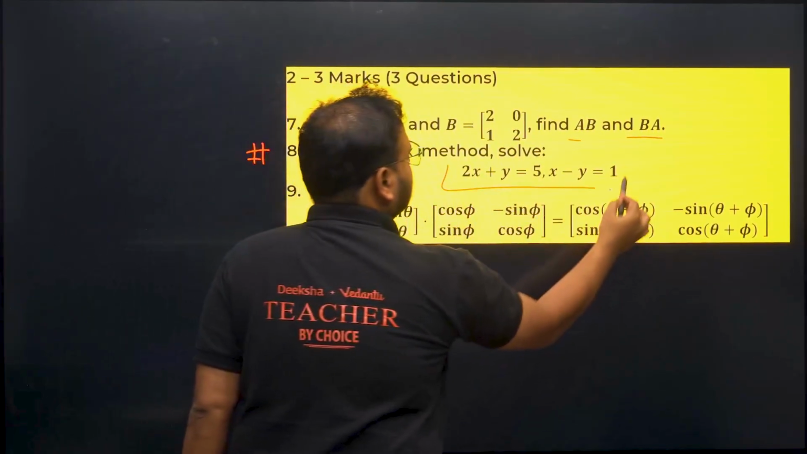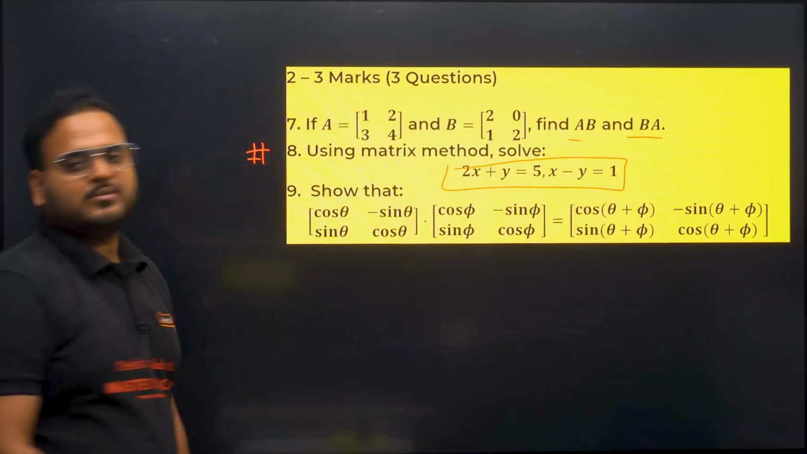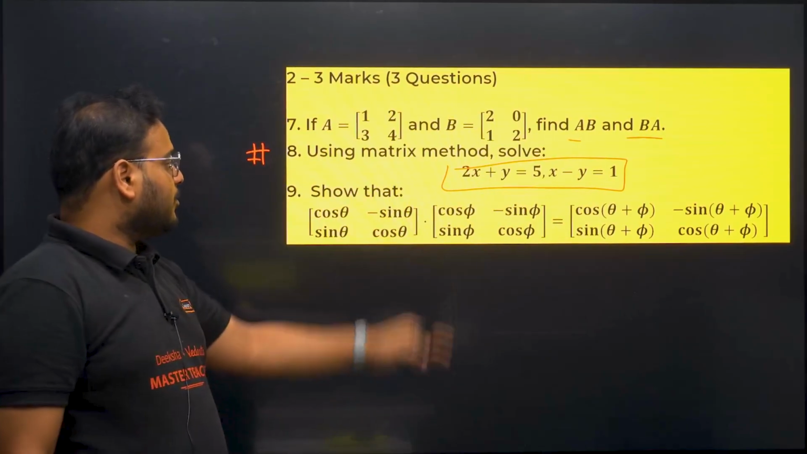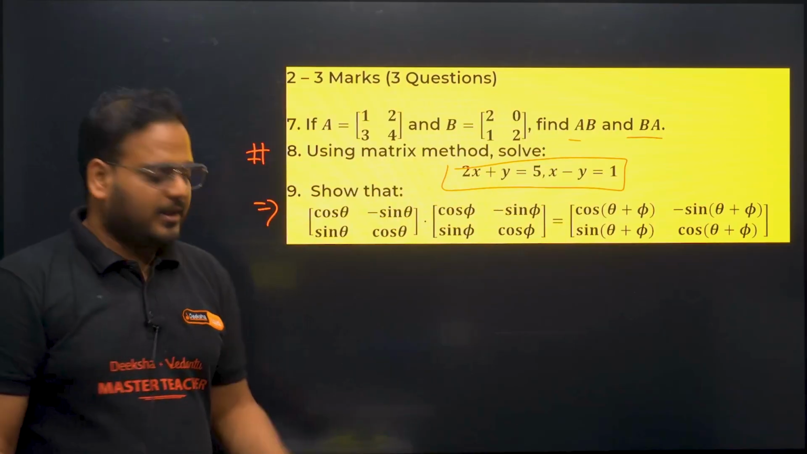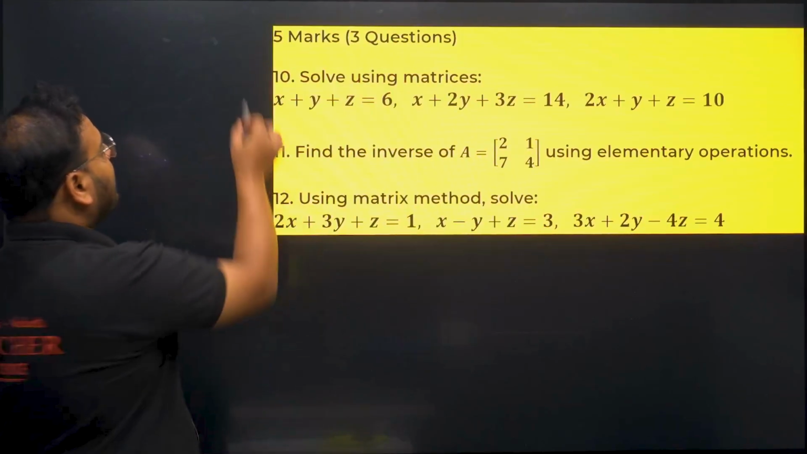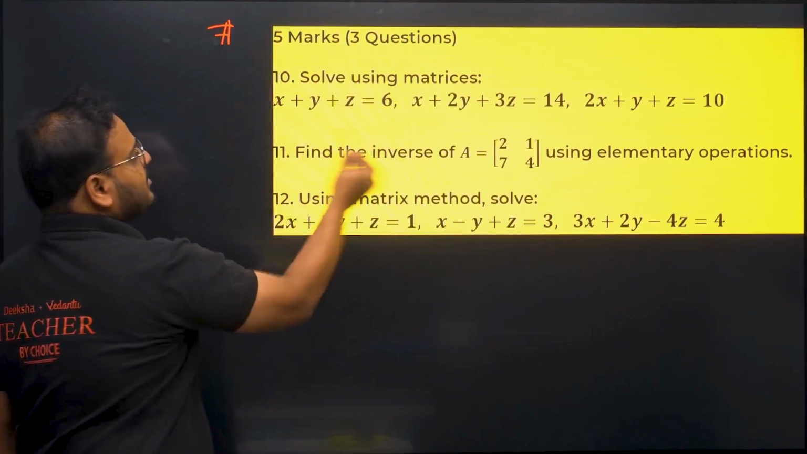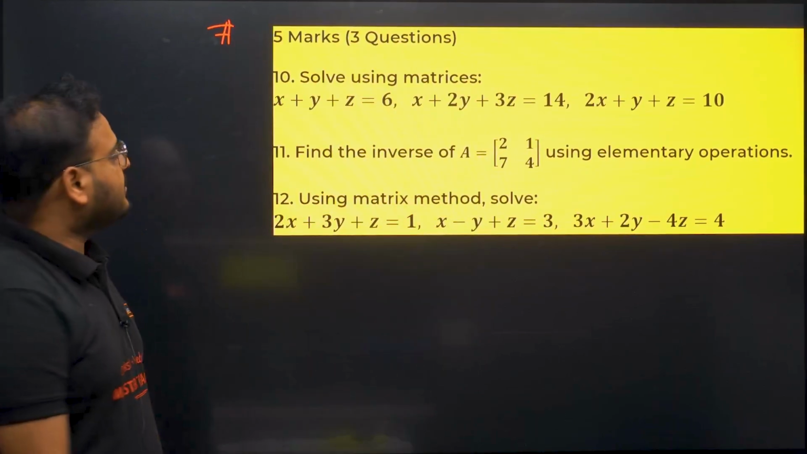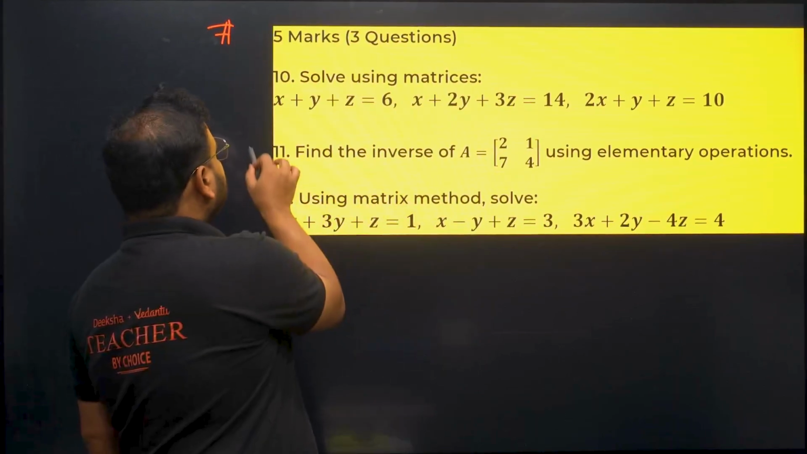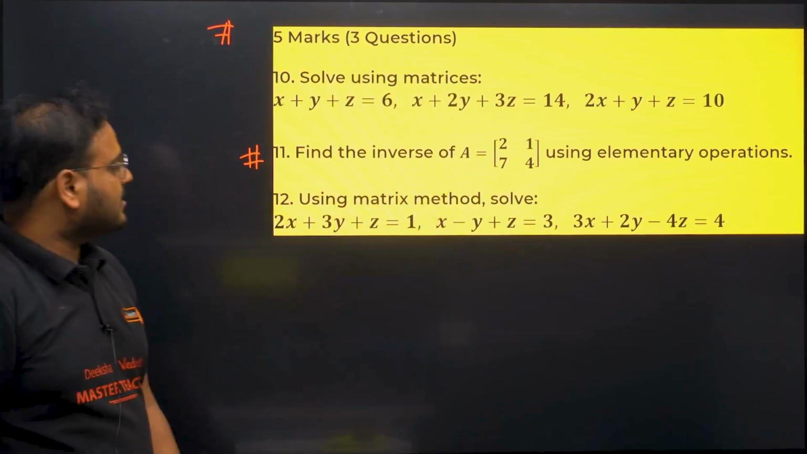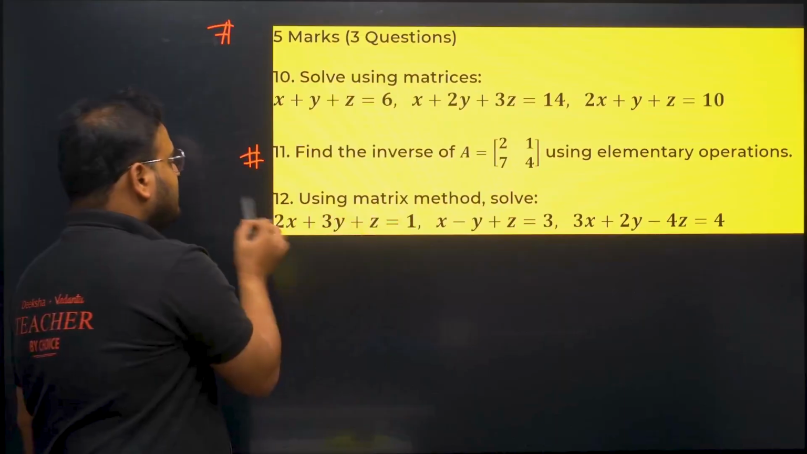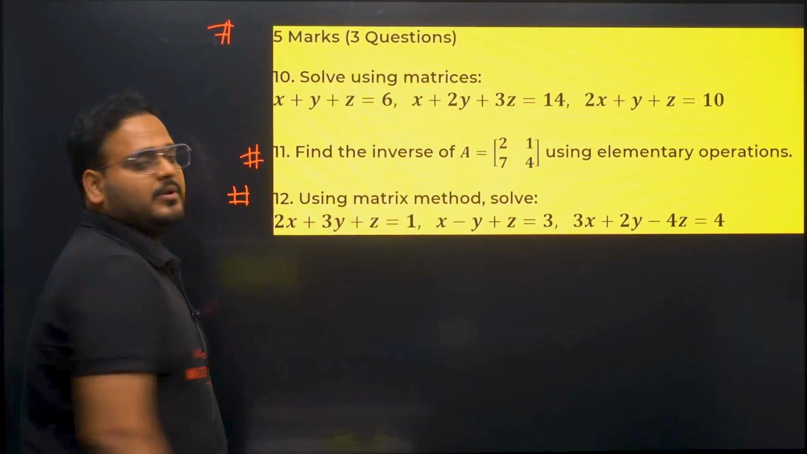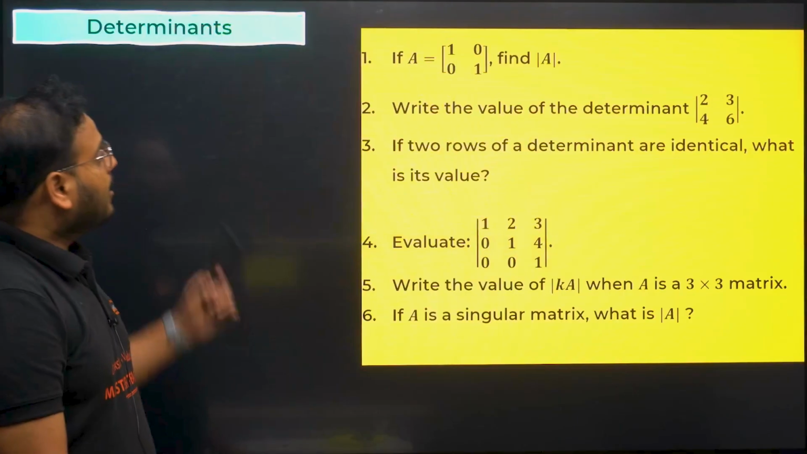That's how you're going to solve it. They've given you equations, solve it using the matrix method. You're going to also use the determinant over here. This is again the multiplication property to be utilized. Next we move on to 5 marker. We have solve using matrices, same thing, application of determinant with it. Find the inverse again using elementary operations. You can also use the method of determinant here as well. Using the matrix method, solve this equation, also application of determinant. So these questions are very important.